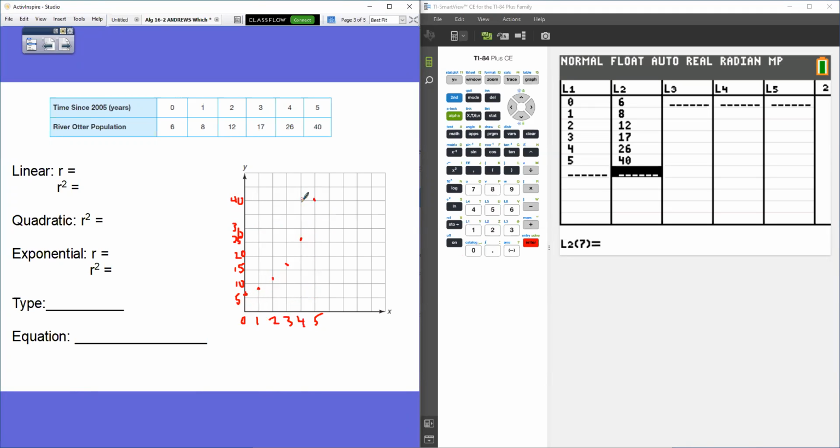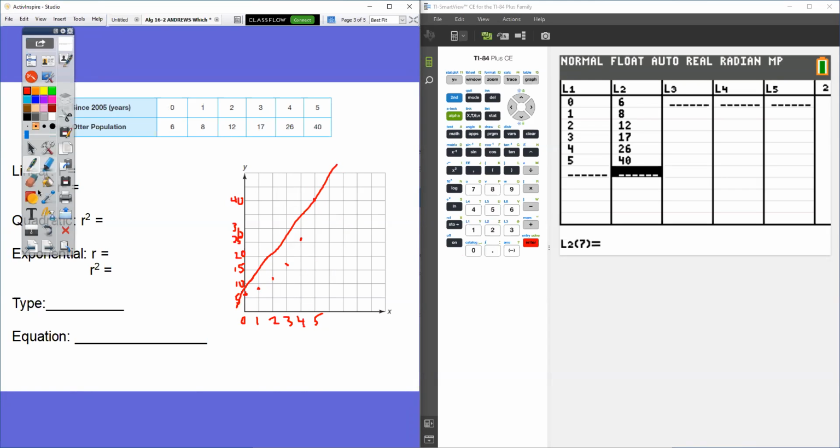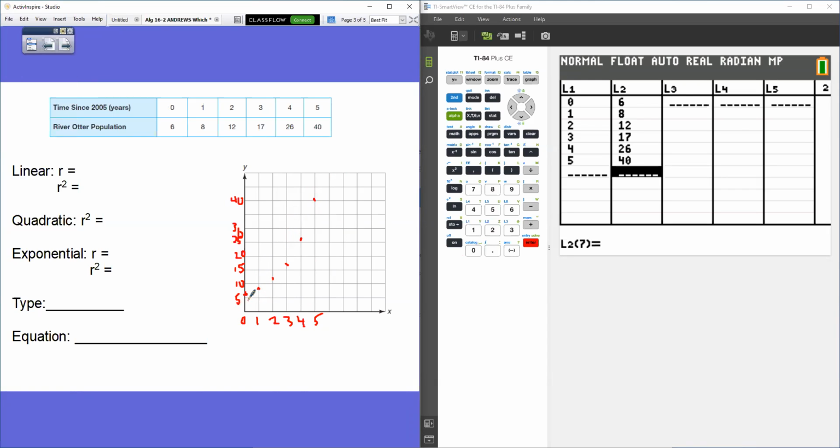It looks like it's a single curve, but it might be quadratic. It might be part of a parabola. You don't know that. It might be a straight line. I could draw a straight line that's very close to that. You never know what exactly it is just based from the picture. That's why we have to look at the R values.